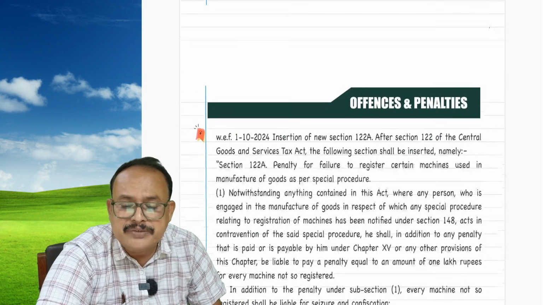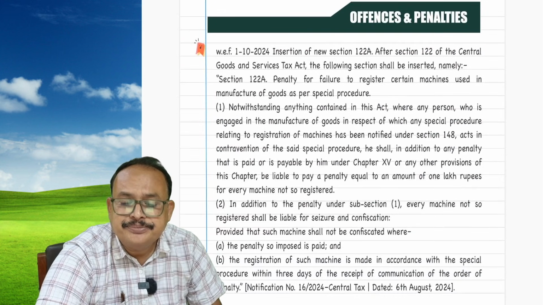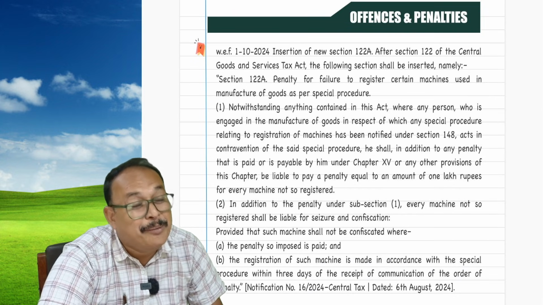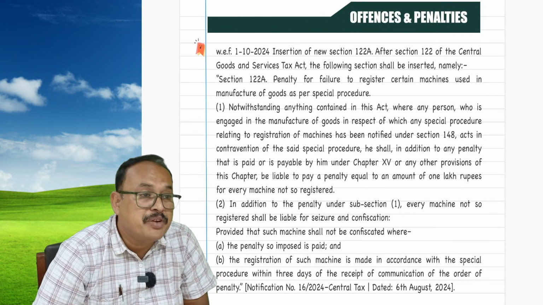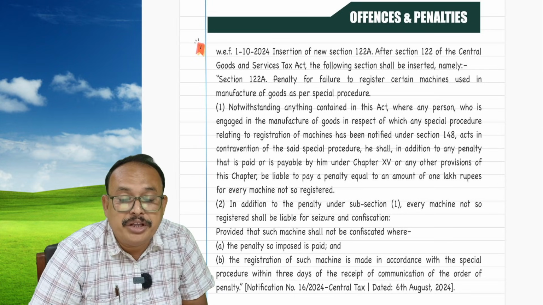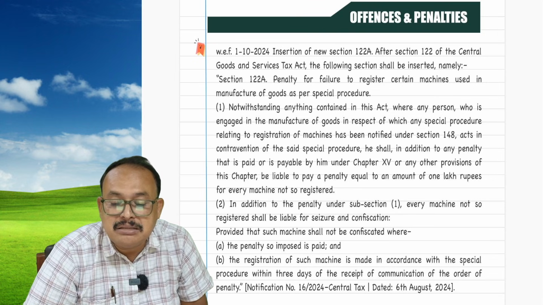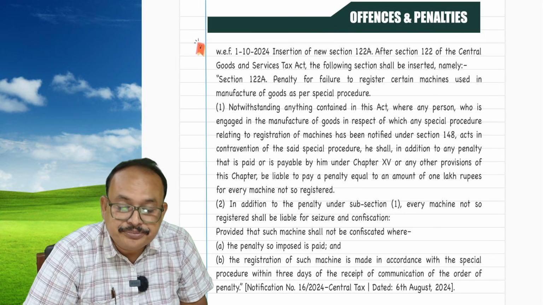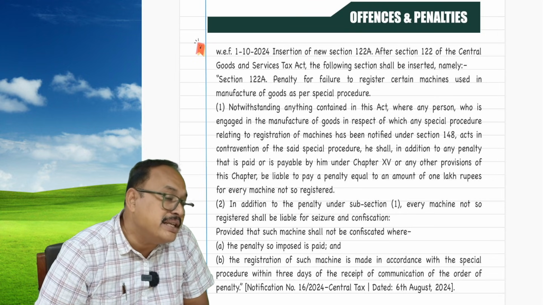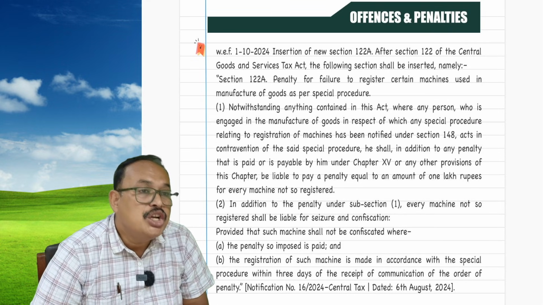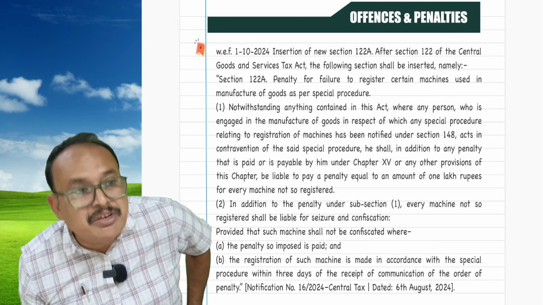Thereafter, referring to here, section 122A, a new section, has been introduced from 1st October 2024. What this talks about is certain machineries meant for manufacturing of pan masala and other sin goods. Those machineries must be registered, machinery-wise.